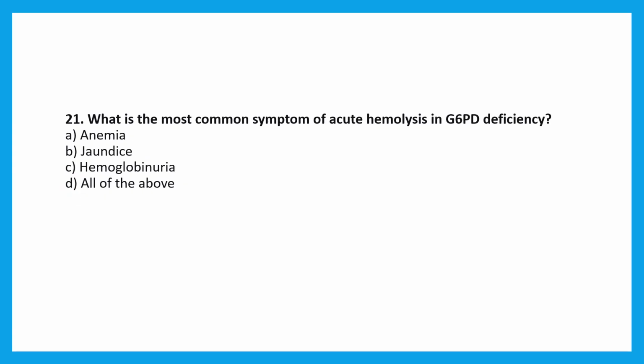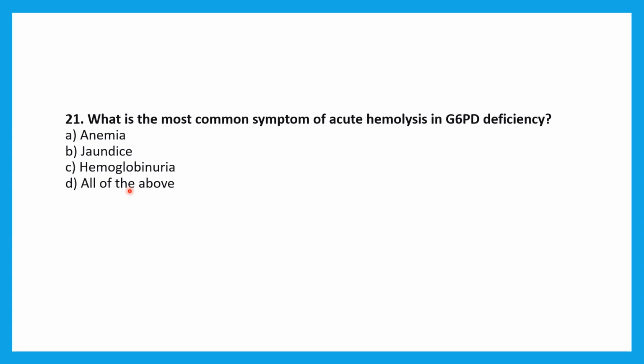All right. So question number 21. What is the most common symptom of acute hemolysis in G6PD deficiency? In the previous question, I even touched on one of the mechanisms of G6PD deficiency, and therefore I expect us to have a common symptom in our mind. So which one? Let's look at the options. A, anemia, B, jaundice, C, hemoglobinuria, and D, all of the above. Which one do you think is the correct answer?